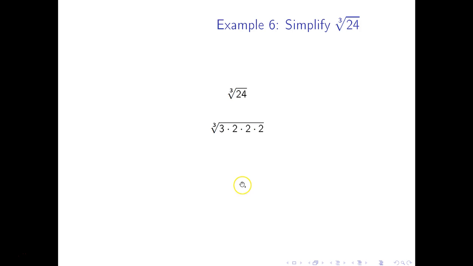Well, you can prime factor into 3 times 2 times 2 times 2. Because it's a cube root, I'm looking for 3's. I have 3 2's, so I yank them over, and I leave whatever's left, and that's going to give me 2 cube root of 3.